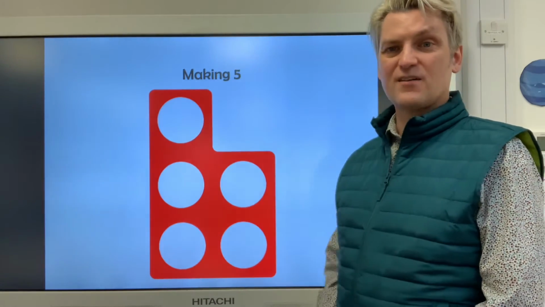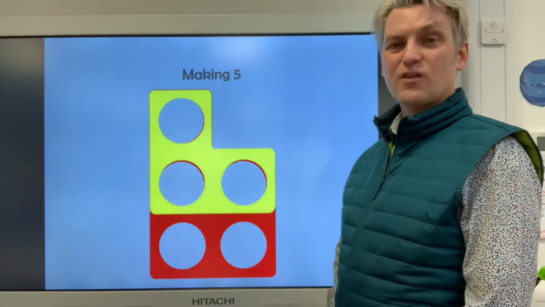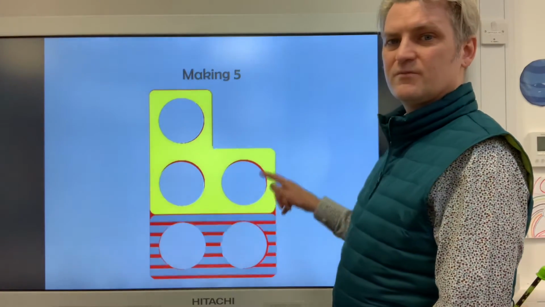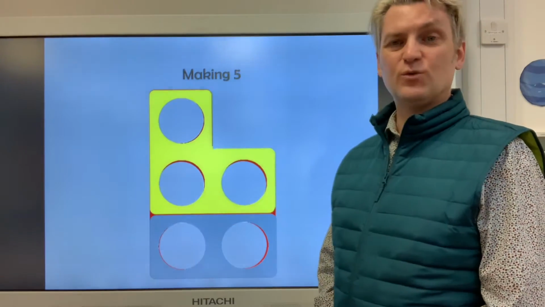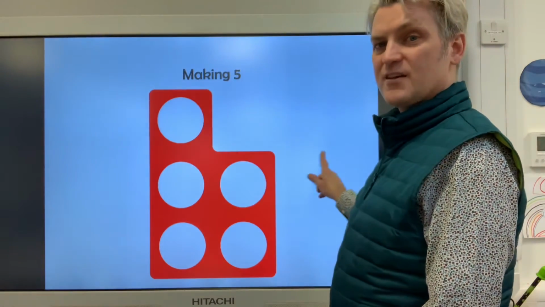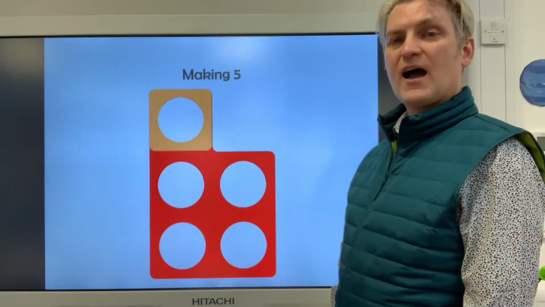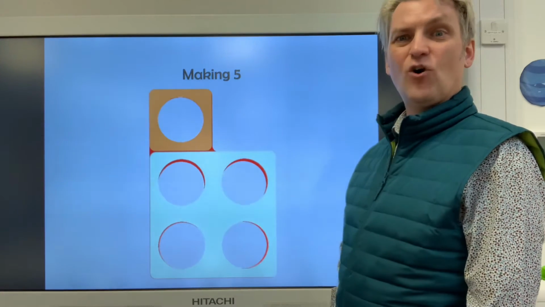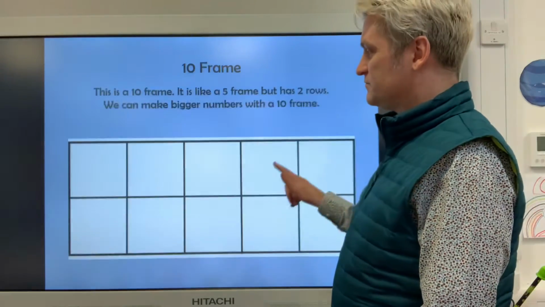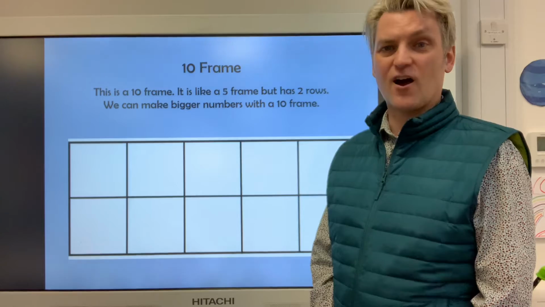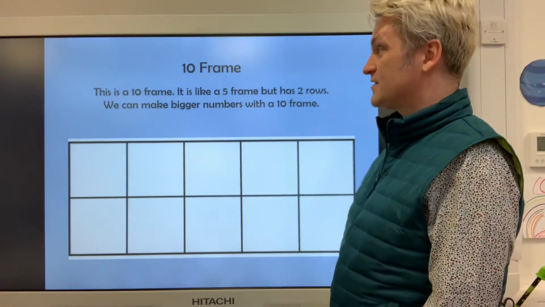And here's the 5. I can use a 3. What else can I use? 3 and 2, that makes 5. And we can also do it like this. 1 and what else? 4. 1 and 4.